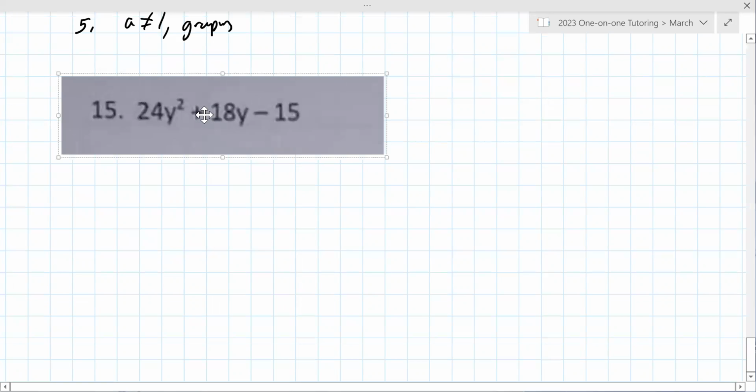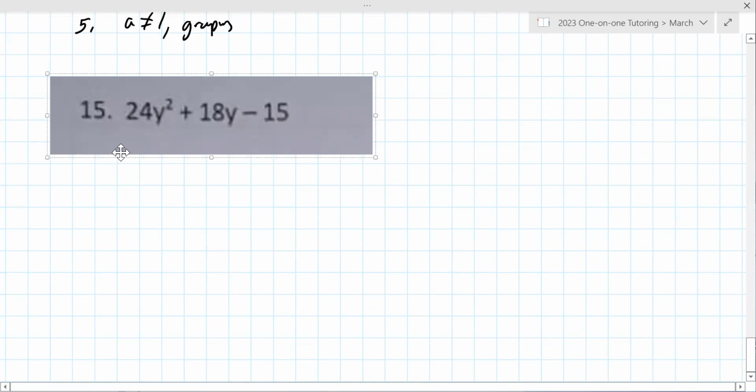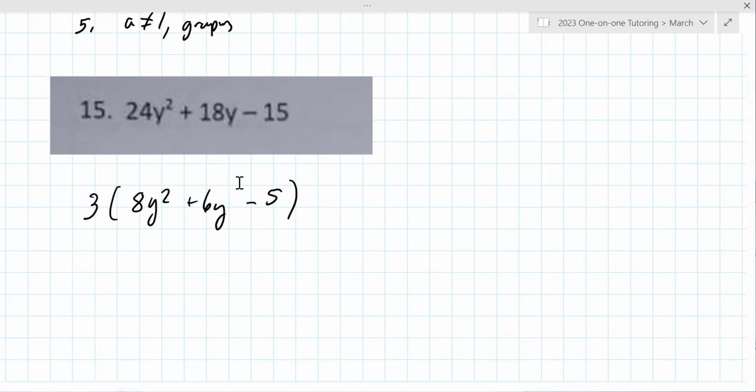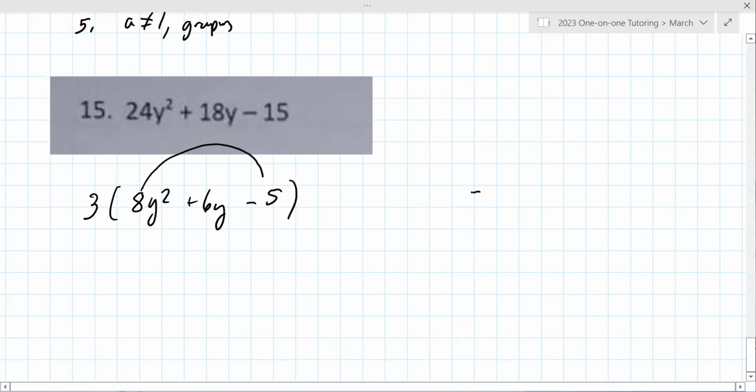All right, so this problem does have a greatest common factor. There is a number or a letter that goes into all 3 of these. What is that? It'd be 3. Yeah, that is it. That's right. So it's 8y squared plus 6y minus 5. Very good. So now there's no more greatest common factor, but maybe there's something else you can do. Like maybe you can do an a not equal to 1, like we've been doing. Maybe you can take that 8 and multiply it by the minus 5.